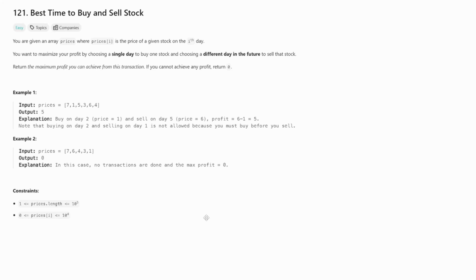Today we're going to be solving Leetcode 121, best time to buy and sell stock. Okay, so let's read the problem statement and take a crack at this.